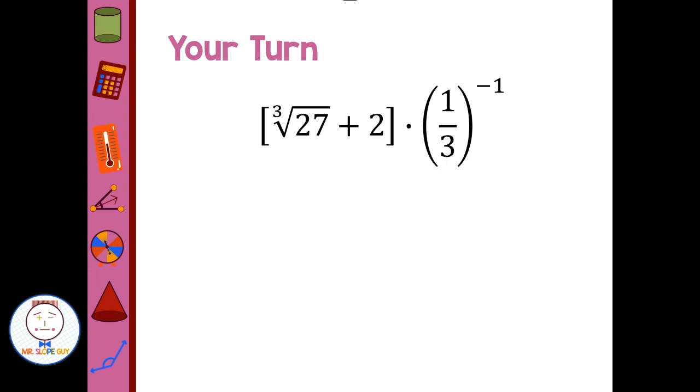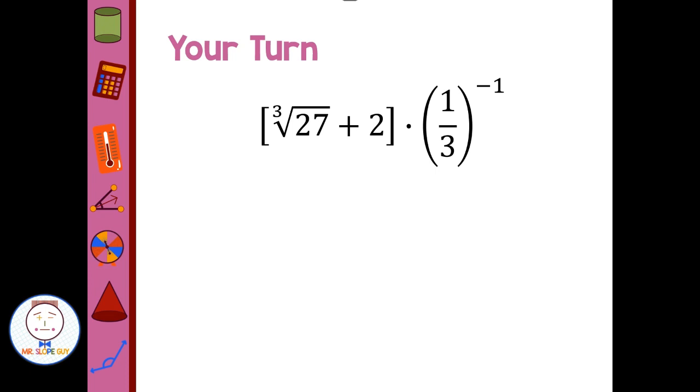So I have 3 plus 2. Then I have this negative 1 on the outside of my parenthesis. And that negative 1 applies to the 1/3. And a negative 1 for an exponent will give you the inverse or the reciprocal. So the inverse or reciprocal of 1/3 is 3 over 1. And 3 over 1 is just 3.